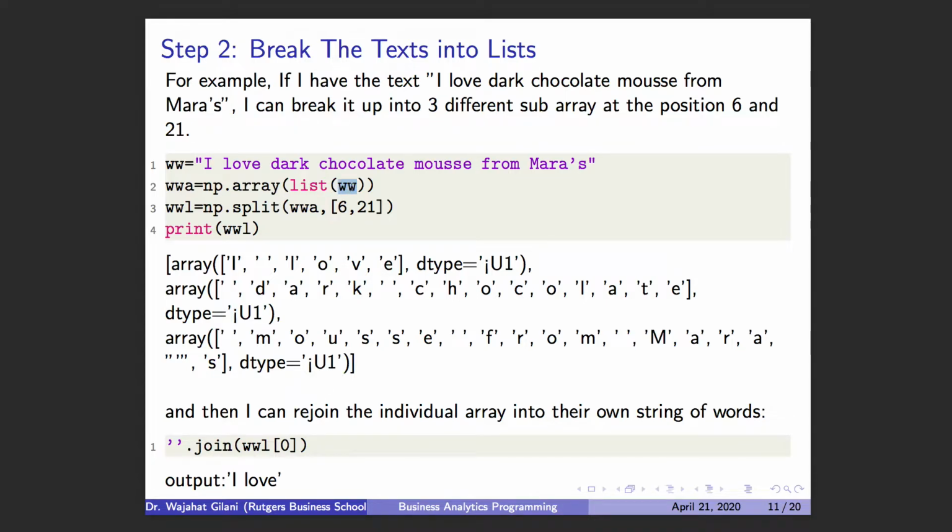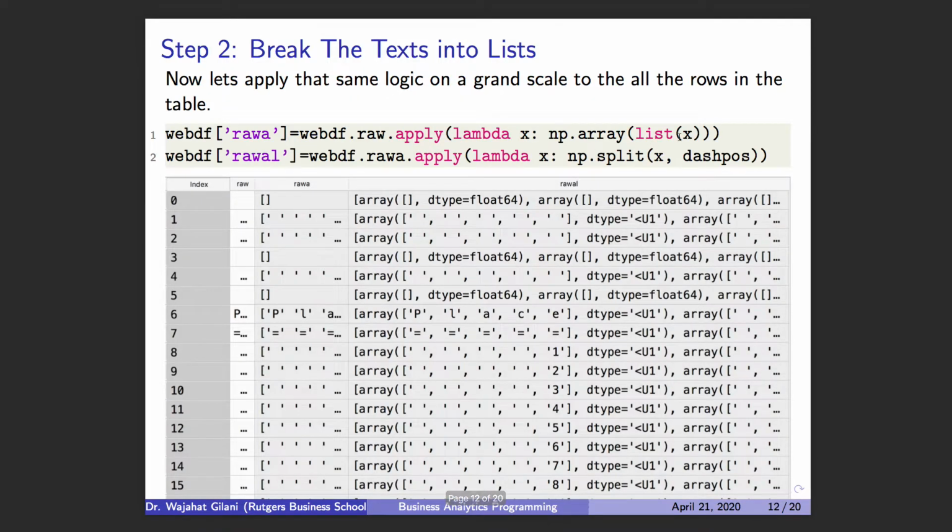np.array(list(ww)). But instead of putting my variable here, what am I putting? You guys should know I'm putting the x in here. Why am I putting that x in here? Because I defined it here. I said lambda x. X will represent the values of each cell in the column as we go down row by row. So in the first row, x will represent the cell in raw.